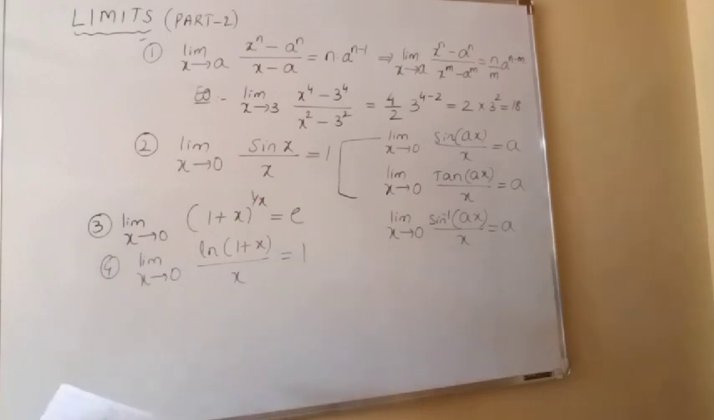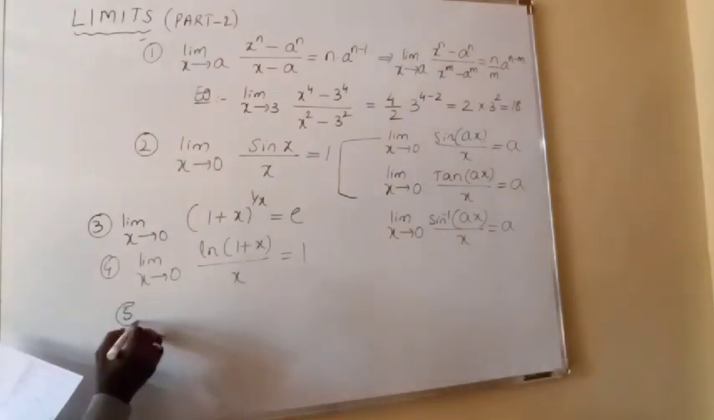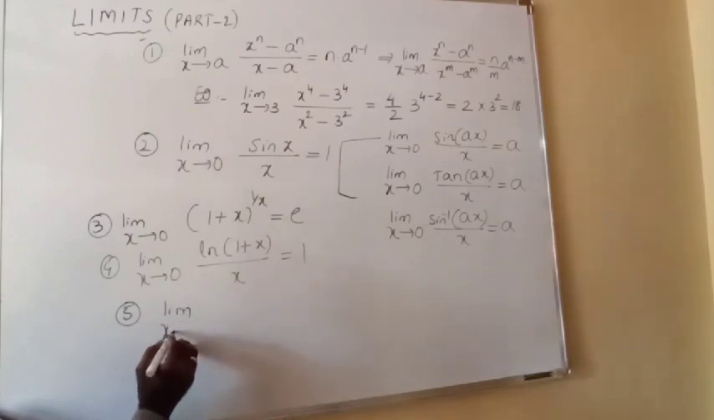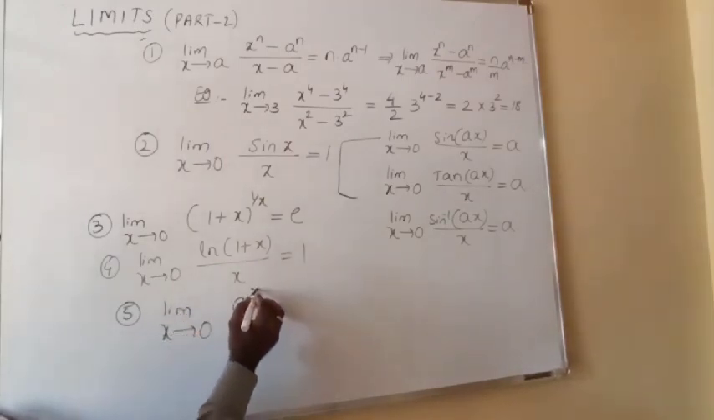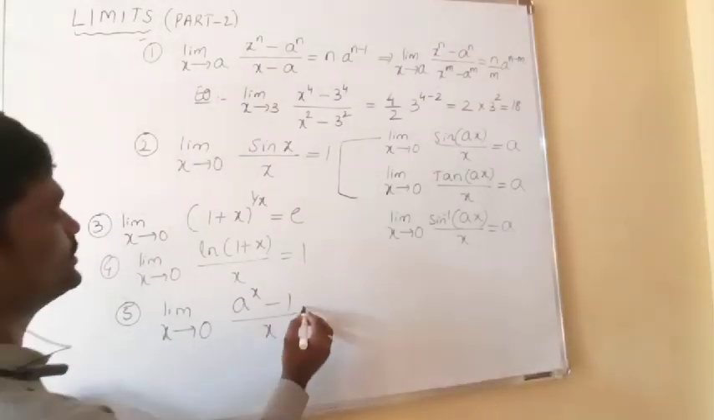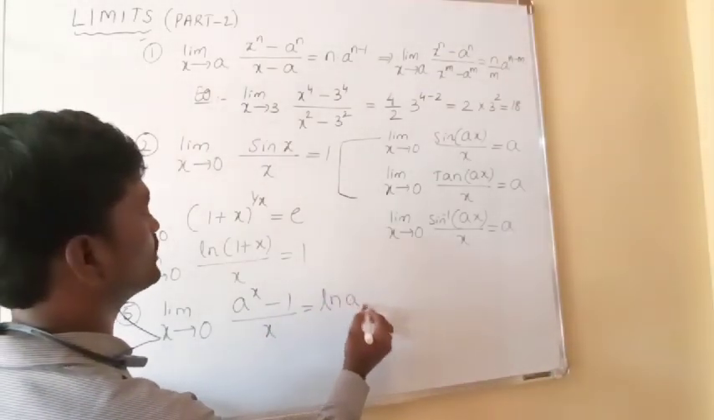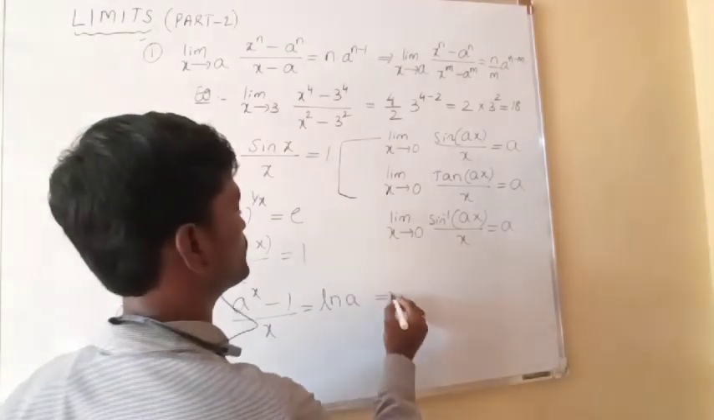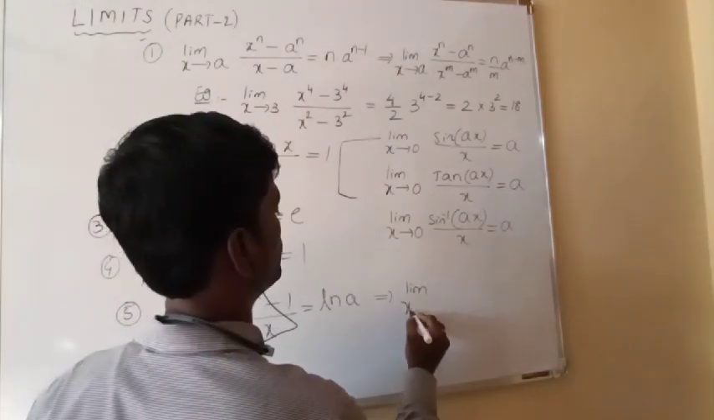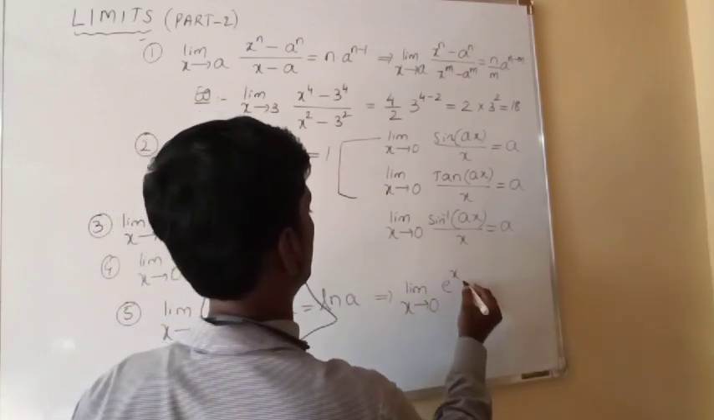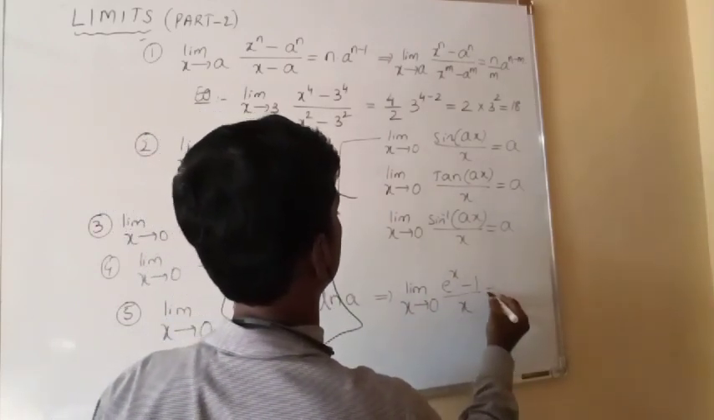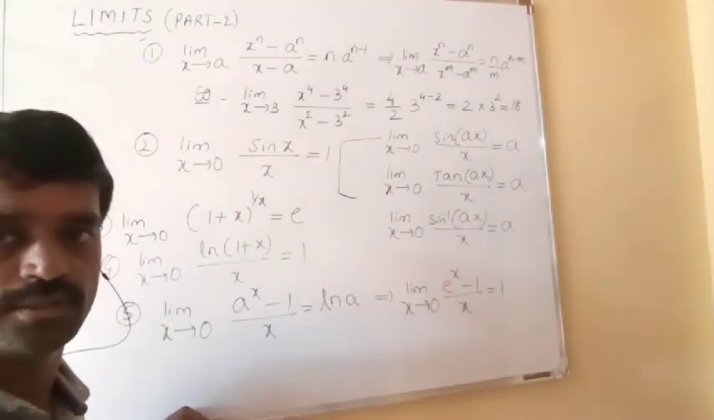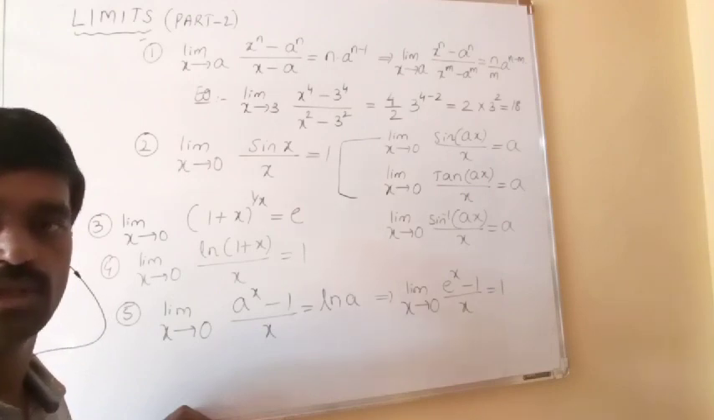So next formula based on exponential function. Limit as x tends to 0, a power x minus 1 by x is log a, ln a, so log a to the base e. So instead of a, if I substitute e, the exponential constant, limit as x tends to 0, e power x minus 1 by x, what will you get? Log e, ln e. Ln e is nothing but log e base e. Okay, so log e base e is 1.